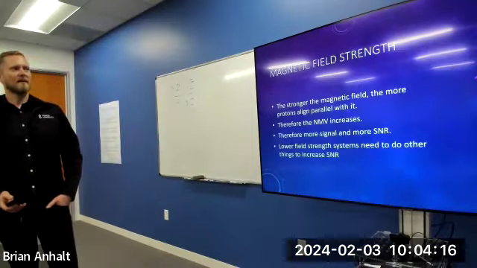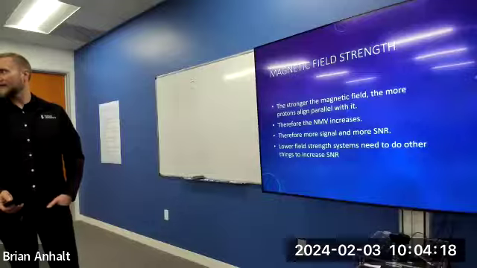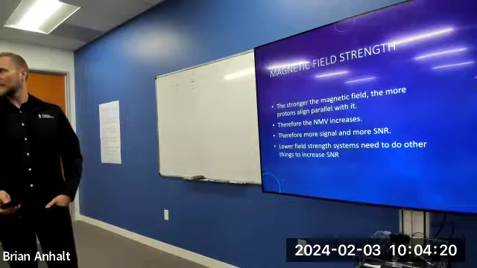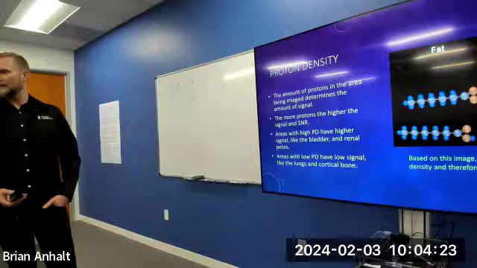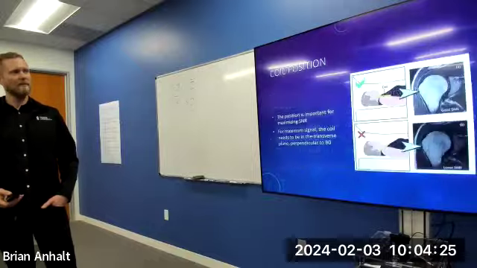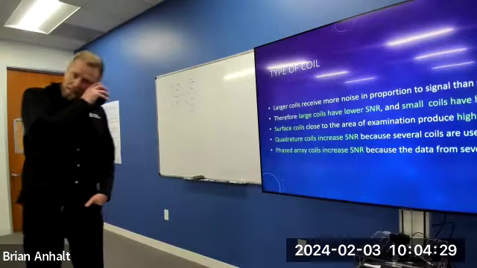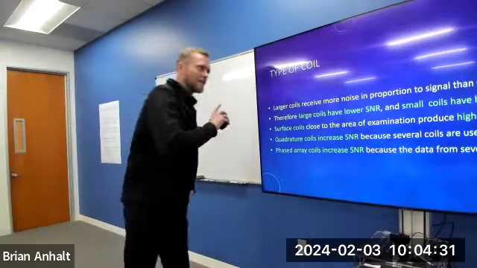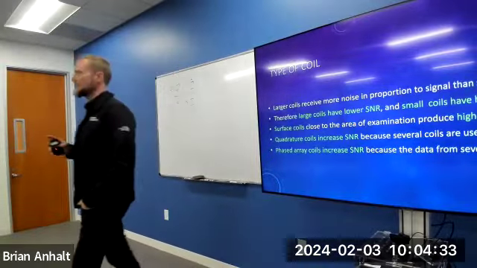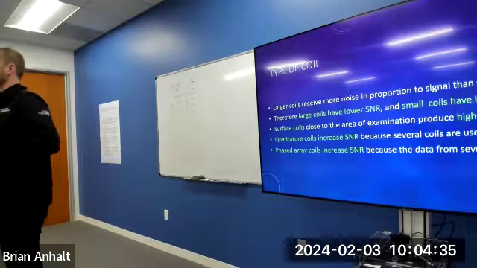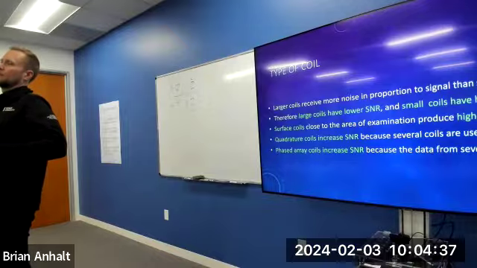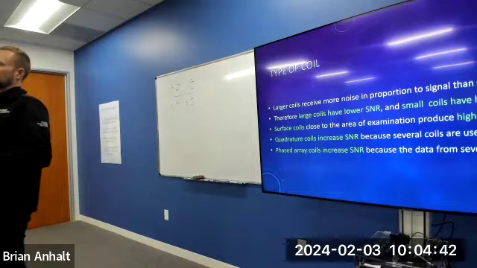So, we talk about magnetic field strength. How does that affect signal to noise? Higher field strength, more signal, right? More proton density, more signal. All these should be obvious so far. Type of coil. Larger coils receive more noise in proportion to signal. Larger coils cover more area, but they're just not as efficient. They collect more noise, right?